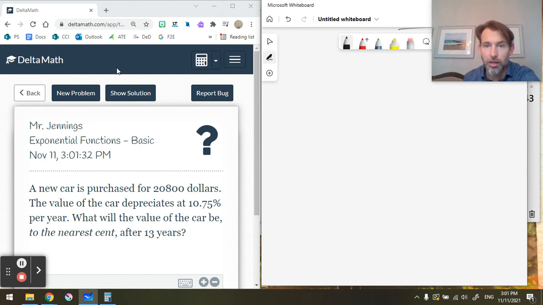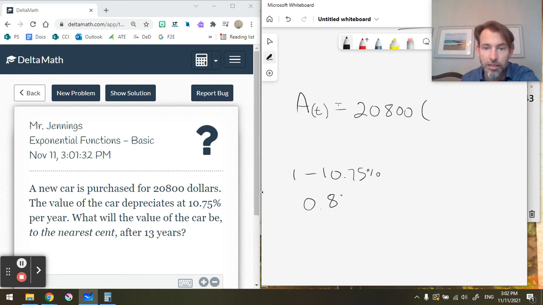I need spacing. The value, the amount of money that the car is worth is a function of time. It's a time-based, time domain function. And then it's equal to the initial value, 20,800 multiplied by this growth factor. What's my growth factor? 1 minus 10.75%. That is otherwise known as 0.8925. Do you not trust me? Do you need me to show you?